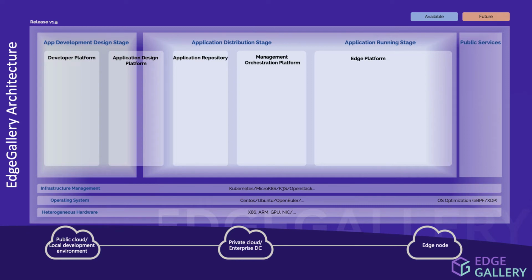EdgeGallery is a multi-access edge computing ecosystem, which has support for development, testing, upgrade, deployment and management of workload at the edge. The architecture includes components covering multiple stages including design, distribution and running. We'll look into each of them in details. On application development design stage, developer platform comes first. Application developers can develop or integrate applications into EdgeGallery using the developer platform.